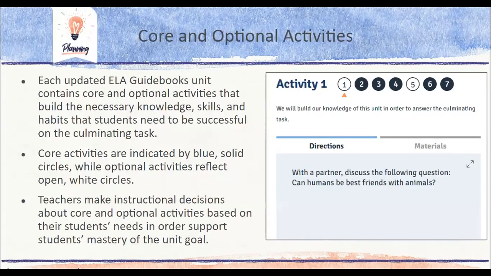As part of the updated units, each unit includes core and optional activities that build knowledge, skills, and habits students need for the culminating task. The core activity supports and optional activities can be chosen based on individual student need to support students toward mastery of the unit goal. Core activities are indicated by a blue solid circle. You'll see those in the screenshot on the slide. And then optional activities are indicated by the open white circles.